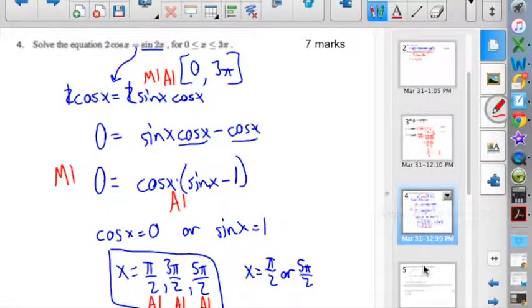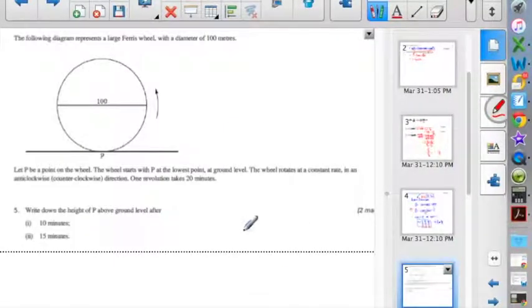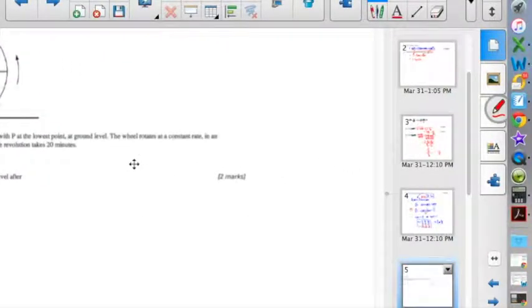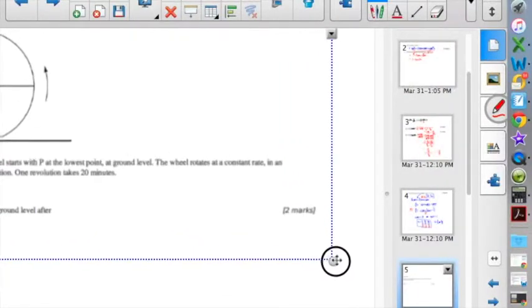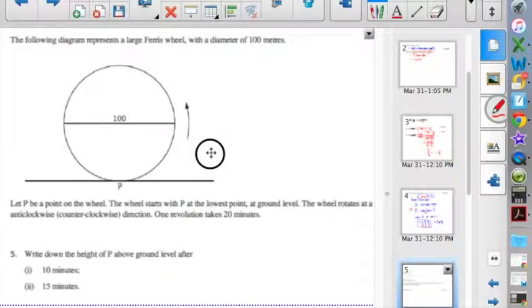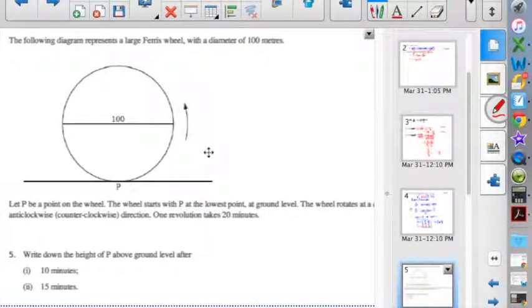All right, let's try another one. Okay? Here we have, this one's a little bit small, but I think you can see it decently. This one is only 2 marks. Now when you see this much writing and it's only worth 2 marks, don't overthink, okay?